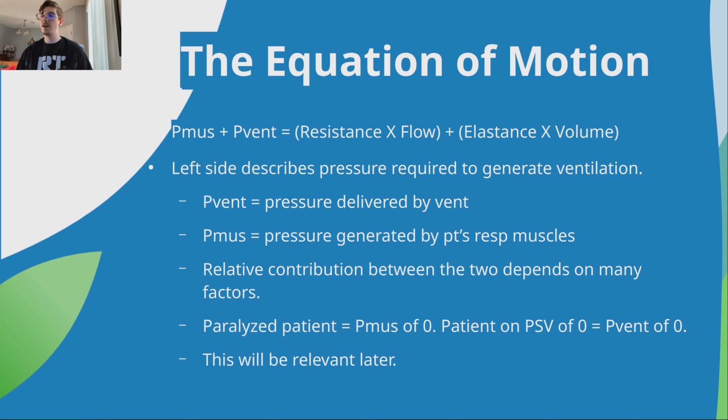If you have a patient on spontaneous pressure support and they're on a pressure support of 0, then Pvent is also 0. It's giving 0 support, right? This is another thing that's going to be relevant later. Keep this equation of motion in mind, just conceptually what it means, right? It means you have the patient and the ventilator working together to generate volume, basically. And how hard they have to work is determined by resistance times flow and elastance times volume.